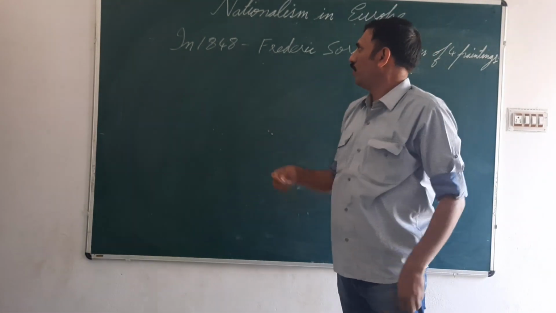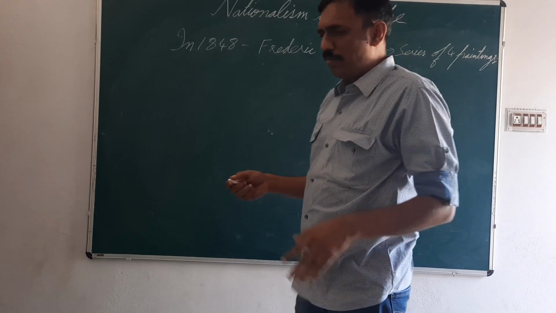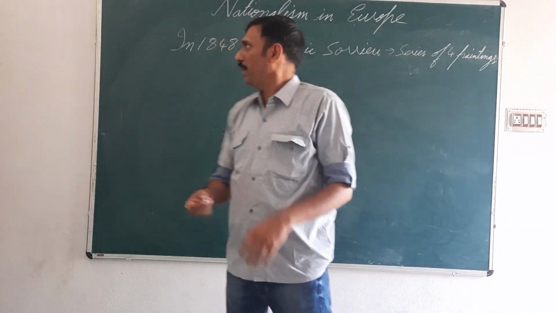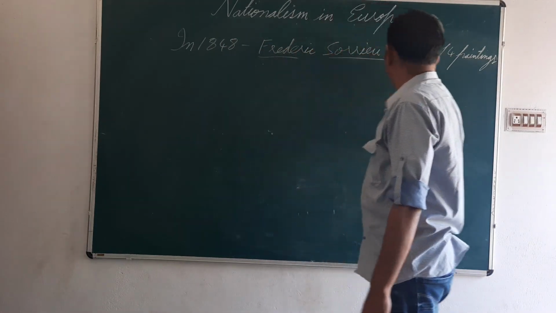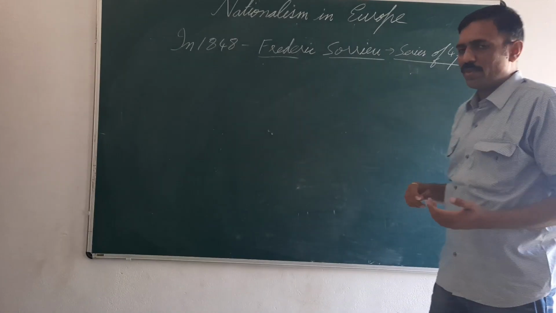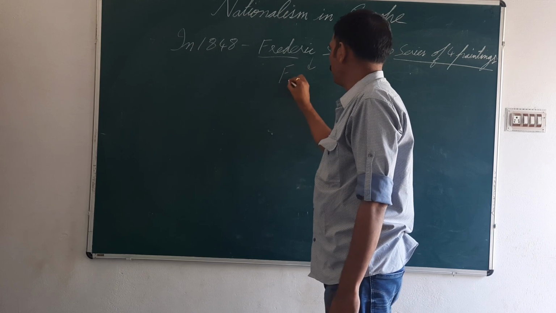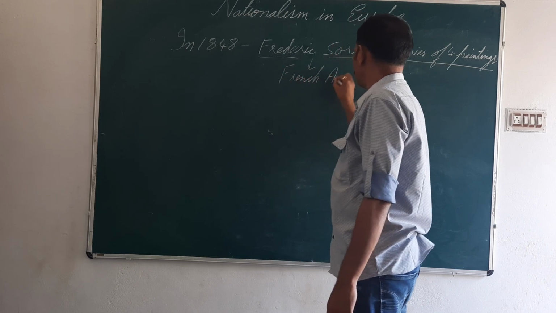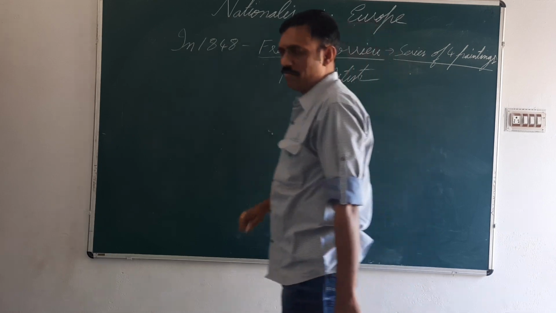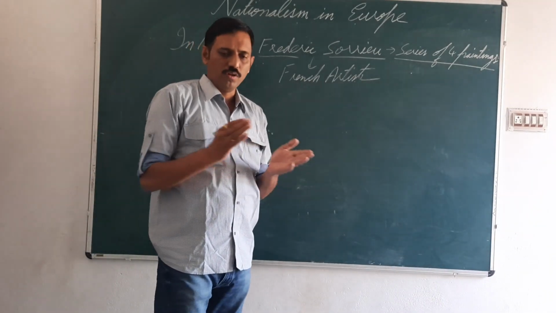Good morning, students. Today we will read the chapter Nationalism in Europe. The chapter begins with one painting made by Frederick Sorrieu, and this was a series of four paintings in which Frederick Sorrieu, a French artist, had a utopian vision for the world.